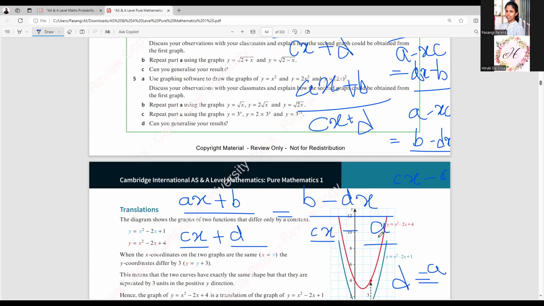Then the denominators are equal. What about the numerators? Numerators, here we have b, here also we have b. Again, we have ax, which is positive here, and here we have minus dx. When we compare the x terms, again we get a is equals to minus d. See, only one condition needs to be satisfied. Is it clear for you?